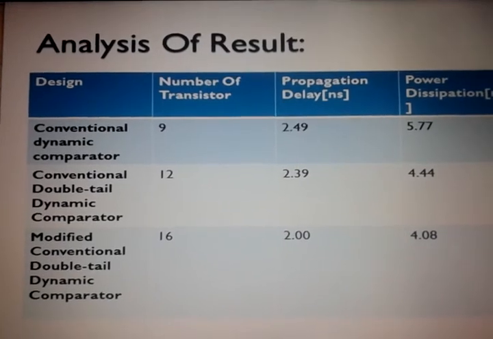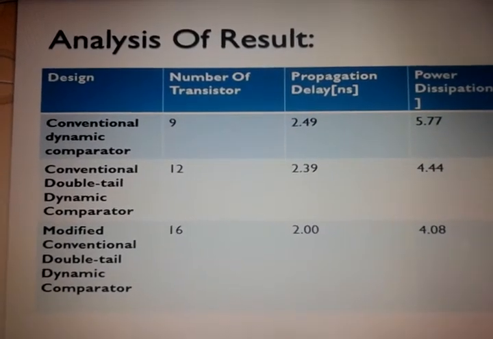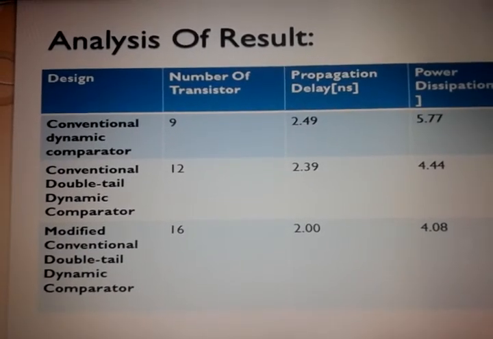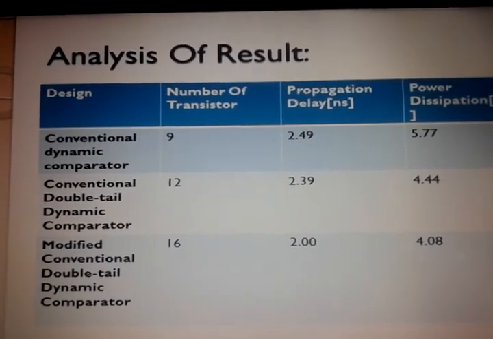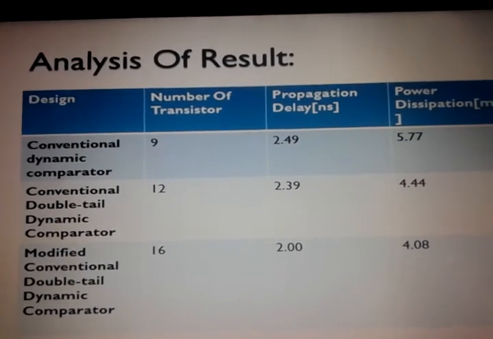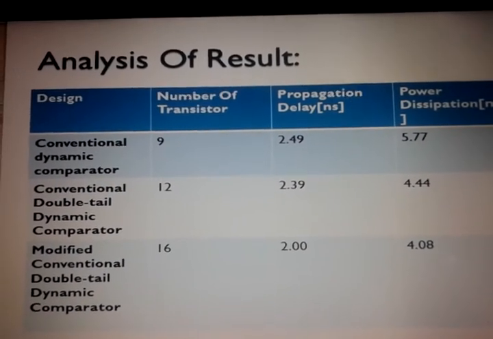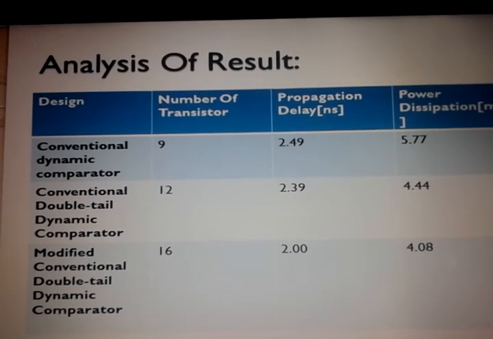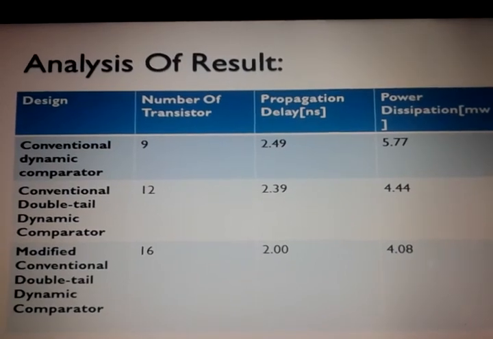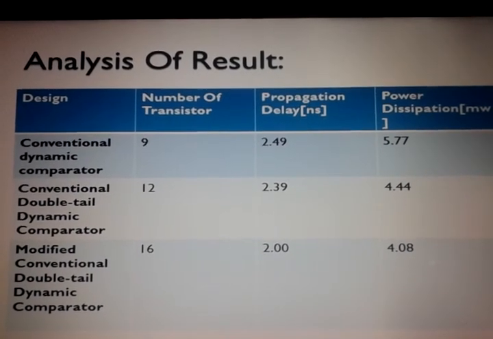Analysis of results. Designs compared: conventional dynamic comparator, conventional double tail dynamic comparator, and modified conventional double tail dynamic comparator. Number of transistors: 9, 12, 16. Propagation delay: 2.49, 2.39, 2.00. Power dissipation in microwatts: 5.77, 4.44, 4.08.